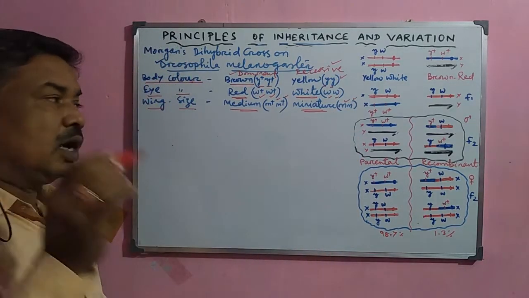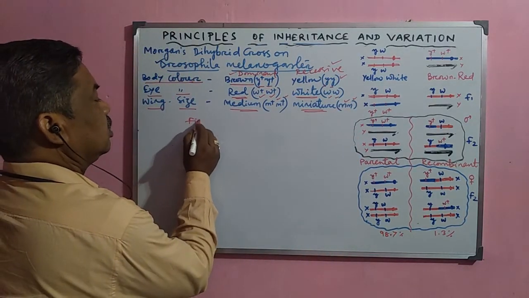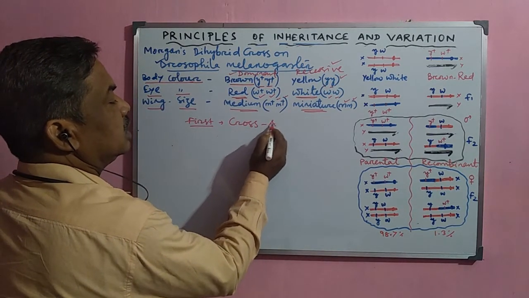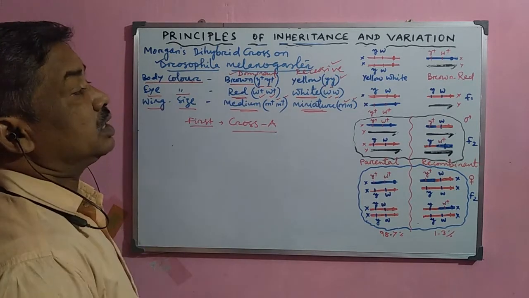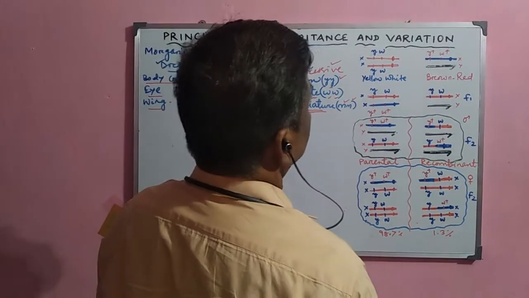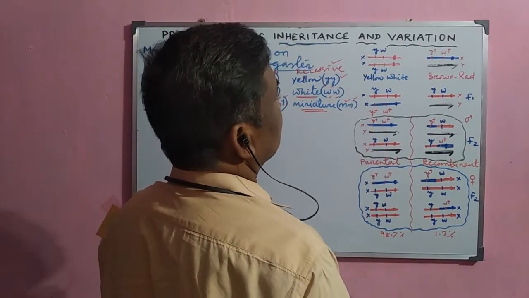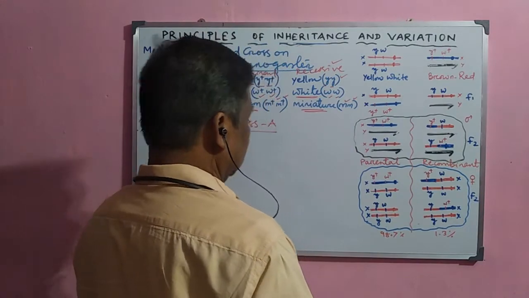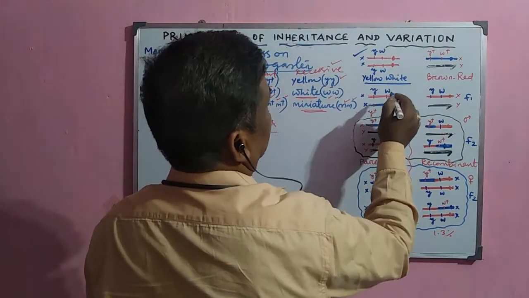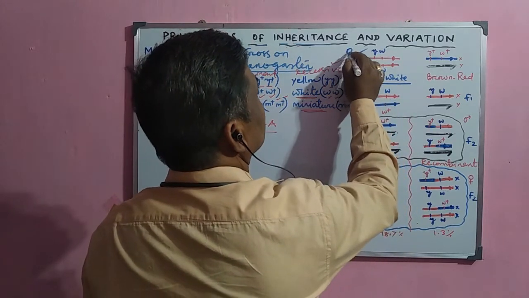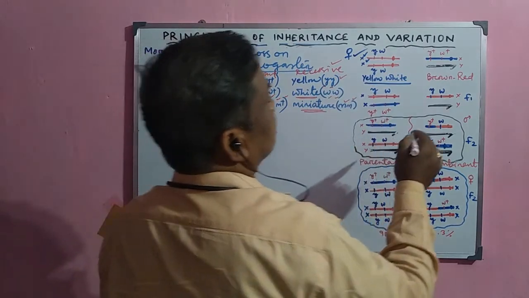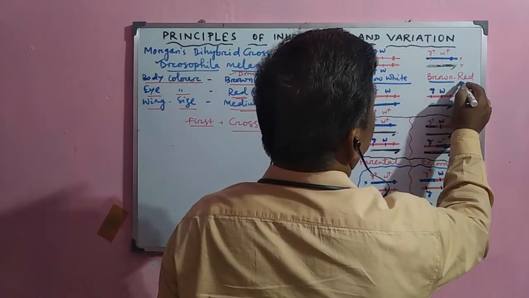Now his first cross, called cross 1 or cross A. In this cross he took the parental types as yellow-white, which is the recessive type, and brown-red males. So here, the yellow-white types are the females, and these females have the X chromosomes, and the males are brown and red in color.